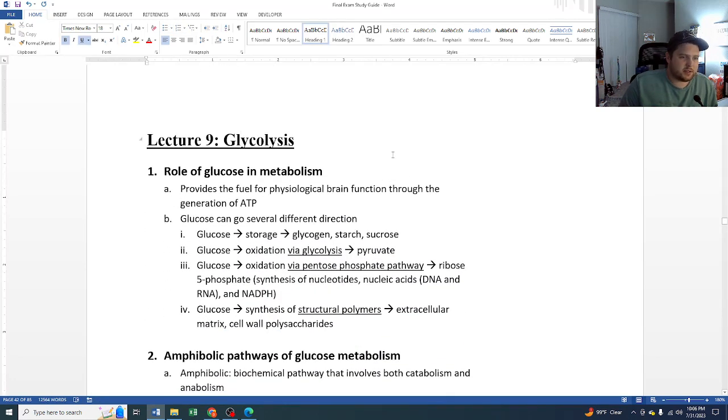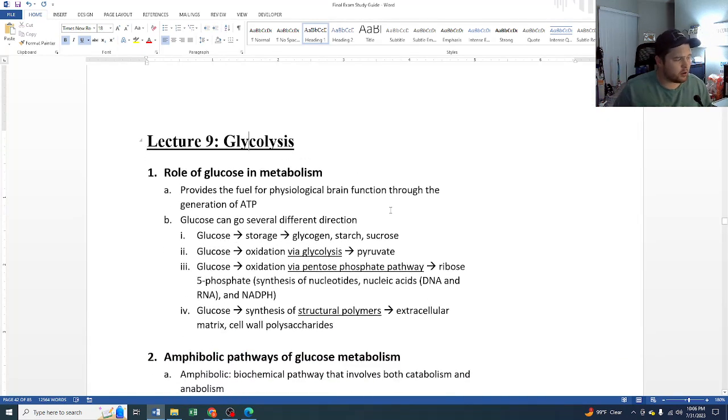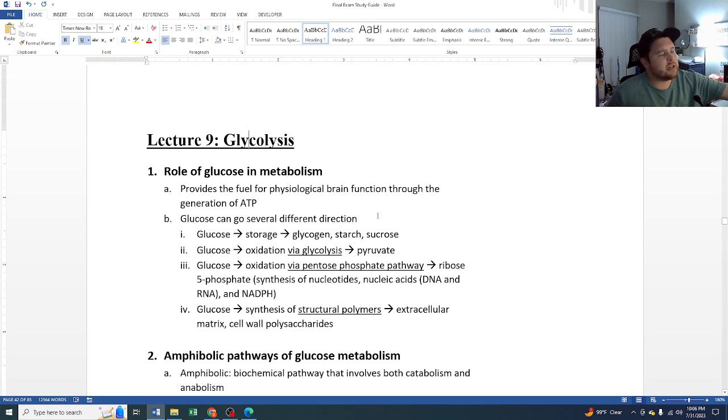To glycolysis. Doing pretty good on time. Okay. Again, hopefully you have beaten glycolysis through your skull 8 million times at this point. Get ready for number 8,000,001. So the role of glucose in metabolism. So that's going to provide the fuel for physiological brain function through the generation of ATP.